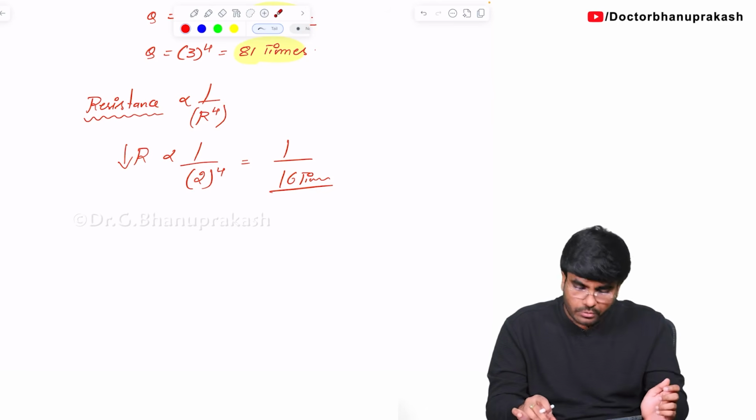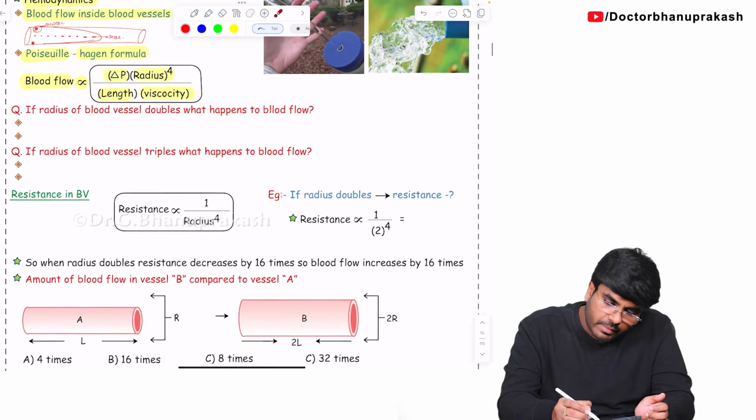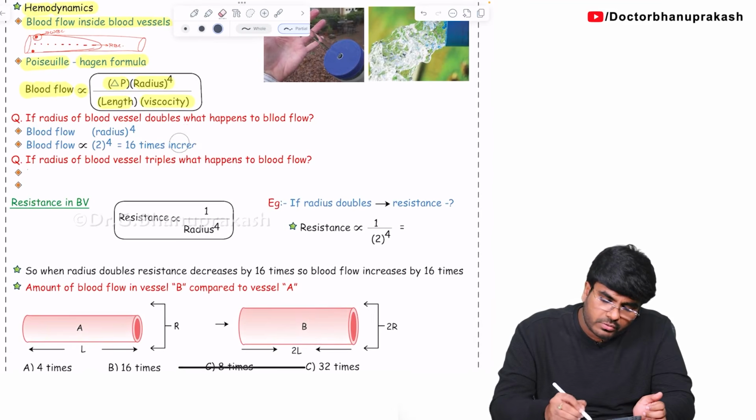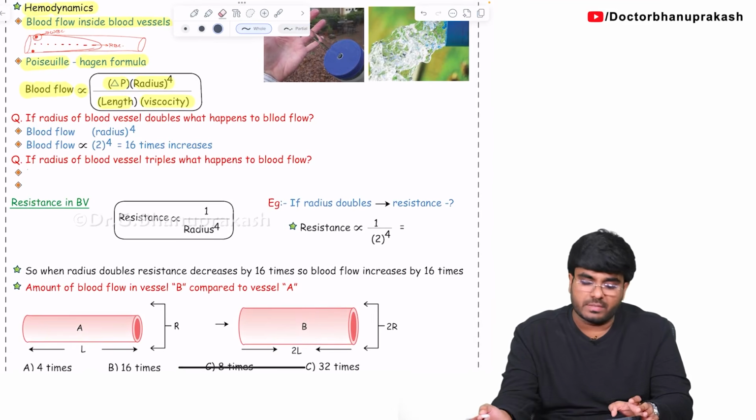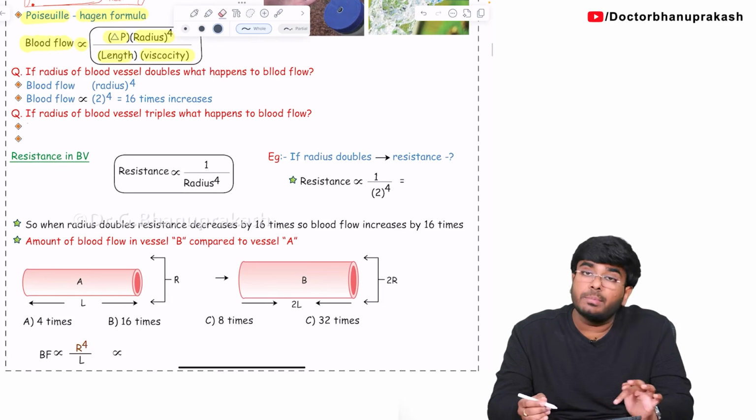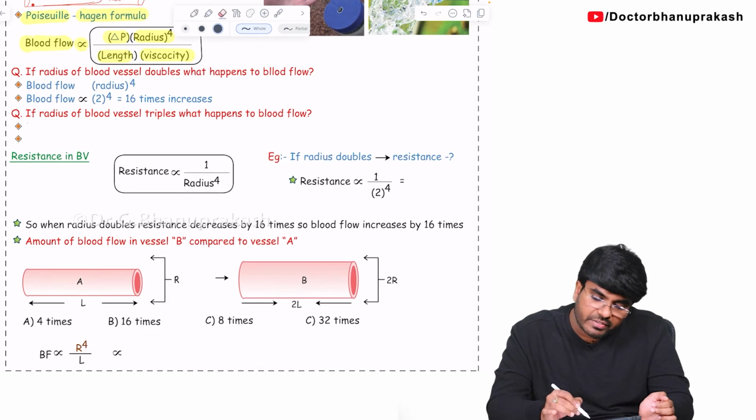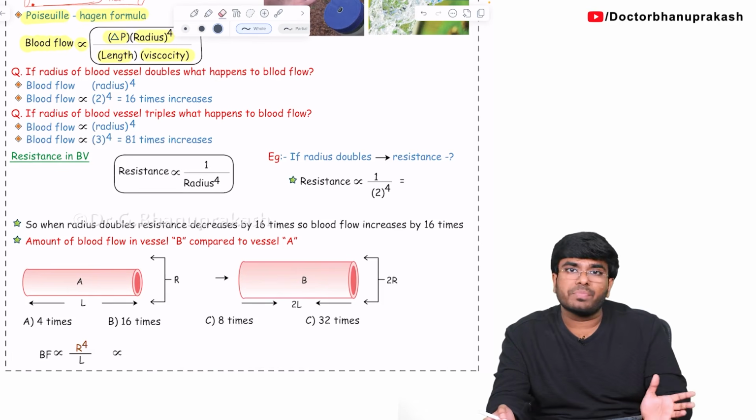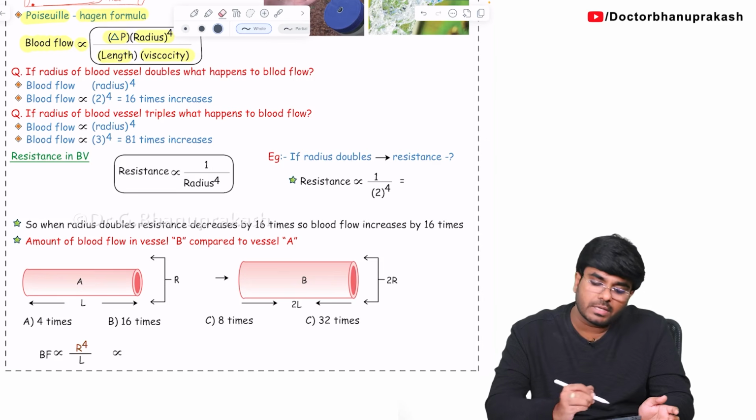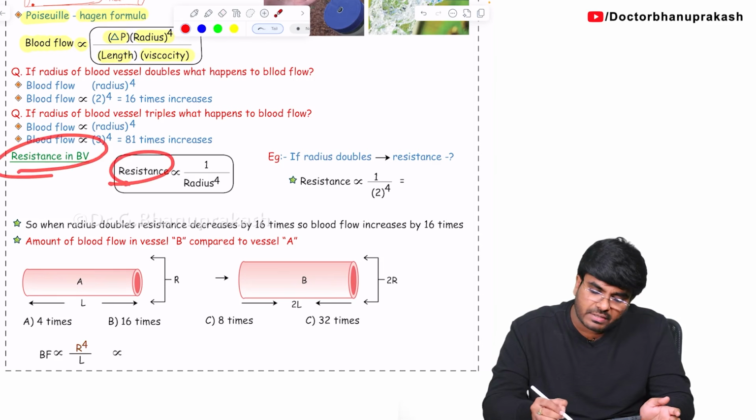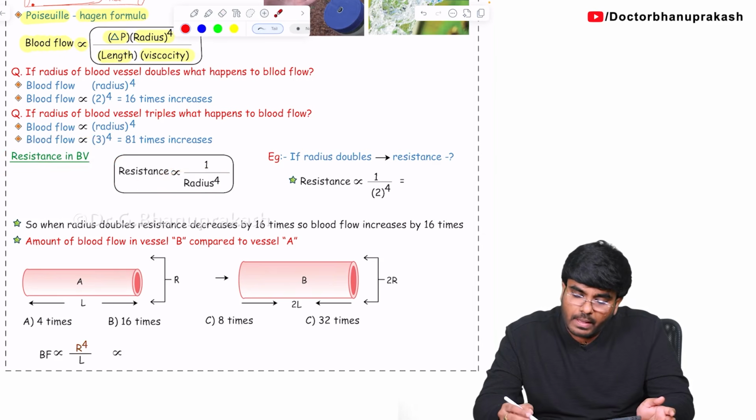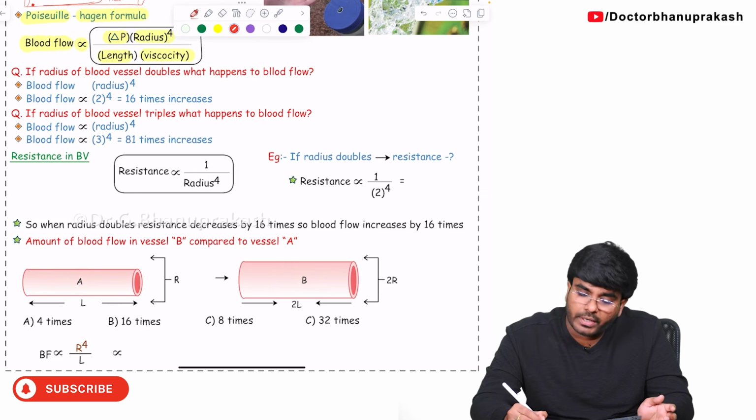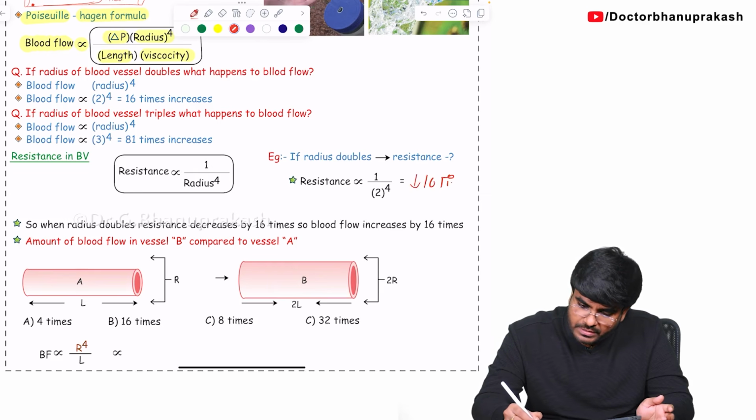Okay, now you understand. So let's fill this up. If the radius of the blood vessel doubles, what happens to the blood flow? Blood flow increases by 16 times. If the radius of the blood vessel triples, what happens to the blood flow? Blood flow is going to increase by 81 times. Why? Because I have told you resistance inside the blood vessel is inversely proportional to the radius to the power of 4. So whenever the radius doubles, resistance is going to decrease by 16 times.